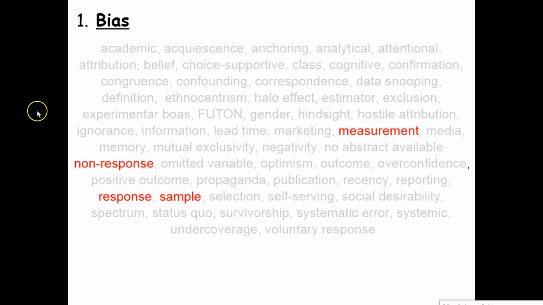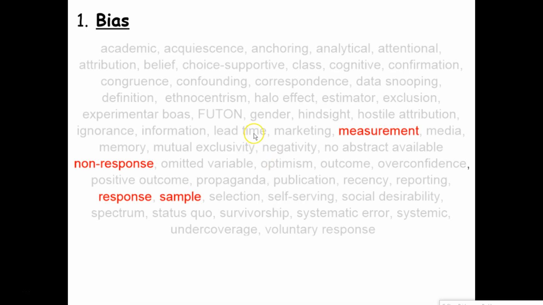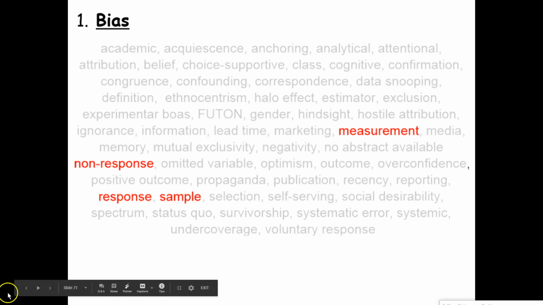We're going to be looking now at bias in particular. There are many different types of biases, as you can see here, and this does not even show all of them. But the four that you're going to be especially responsible for are measurement bias, non-response bias, response bias, and sample bias. And we're going to go over what each of those are, as long as you realize that those are not the only types of bias.